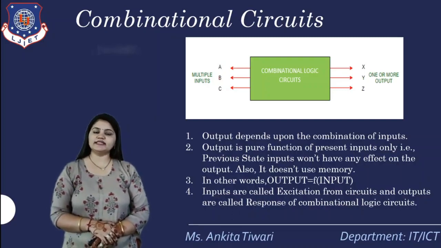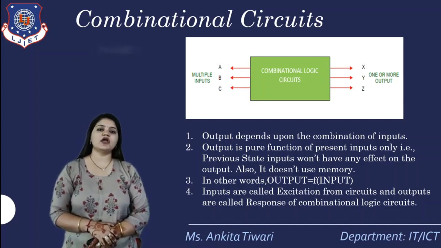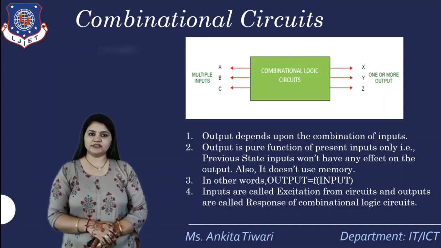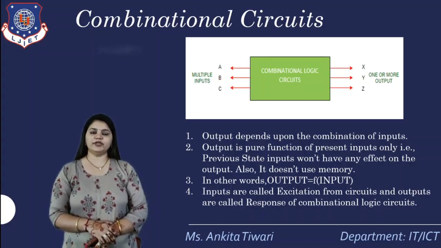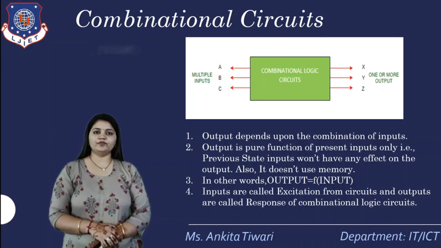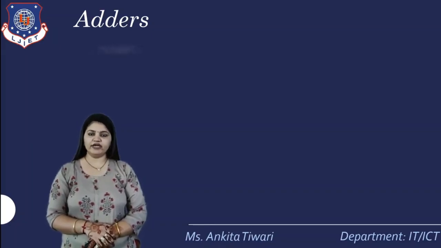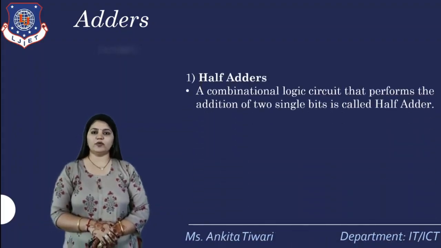So in other words, we can say that output is equal to a function of some inputs. Here the inputs are also called excitation of the circuit, and the outputs are also called the response of the combinational logic circuit. Combinational circuits here comprise two forms, adders and subtractors, to do addition and subtraction wherever possible. First, we'll study the topic adders.